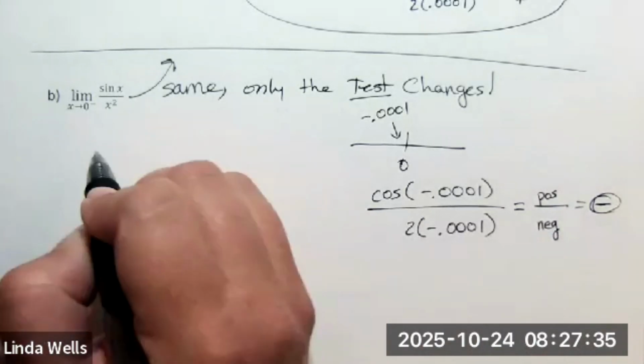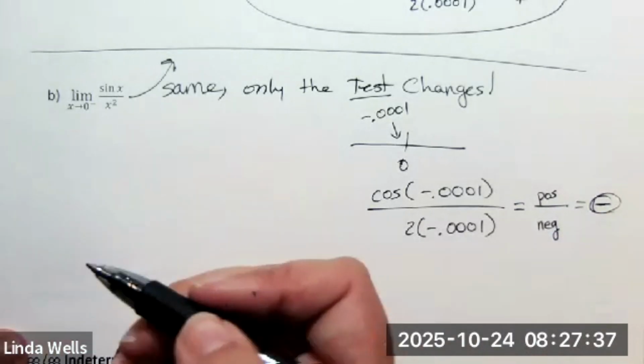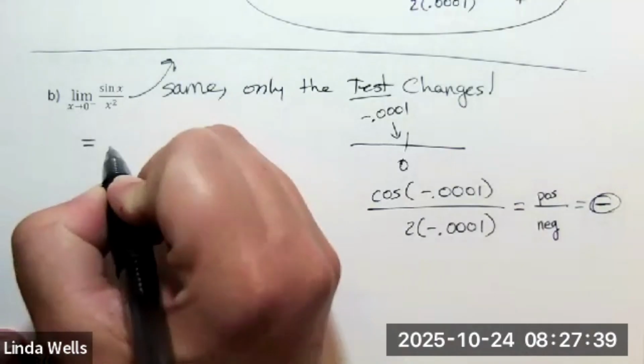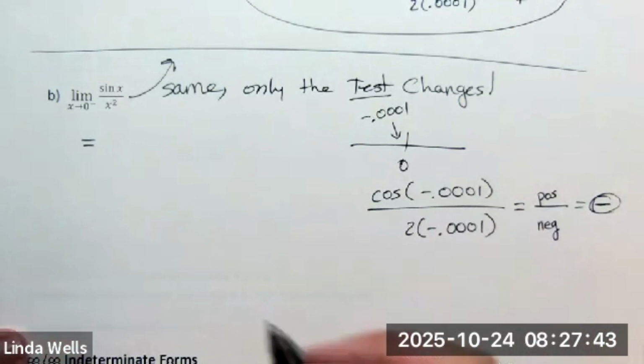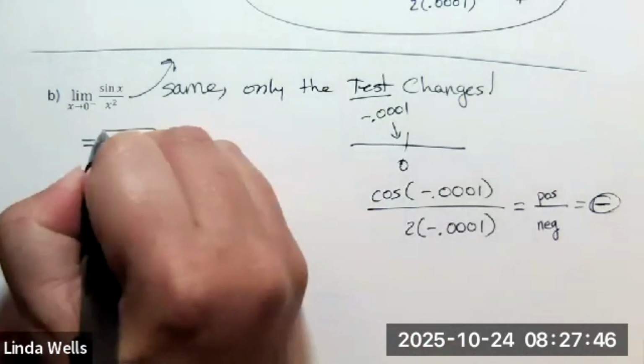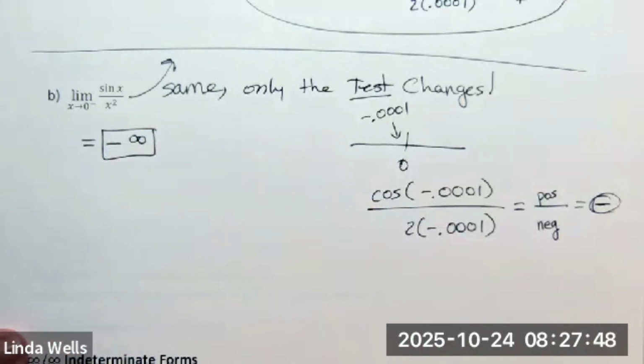Your limit, we know, is approaching a vertical asymptote. We just discovered when it approaches a vertical asymptote, it heads where? Negative infinity. Other questions about this? We good?